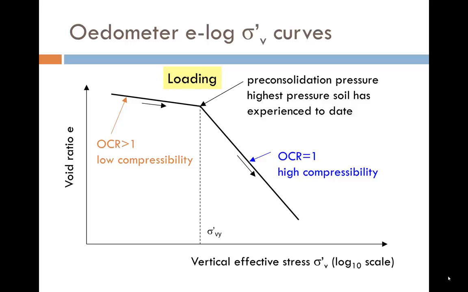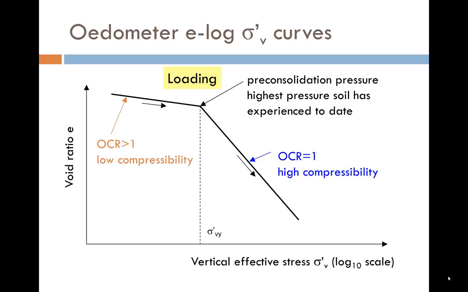This is the plot of void ratio against vertical effective stress on a log scale mentioned in the previous section. The graph is what might be obtained in an odometer test when a sample is subjected to a number of load increments. The kink in the graph is the pre-consolidation pressure, sigma-Vy, the maximum ever vertical effective stress that the soil has experienced.